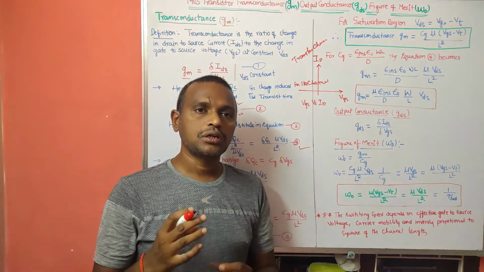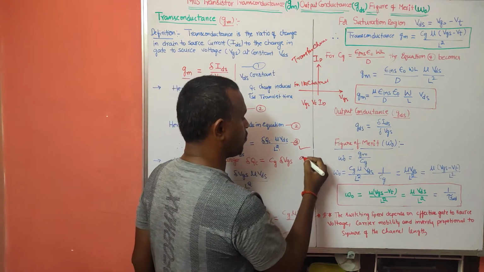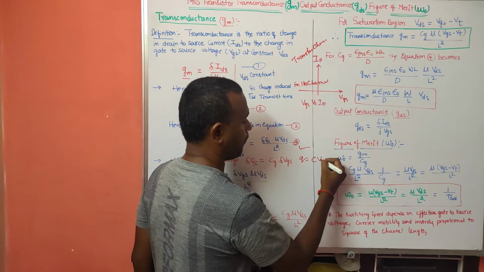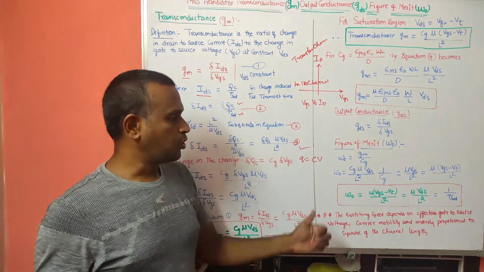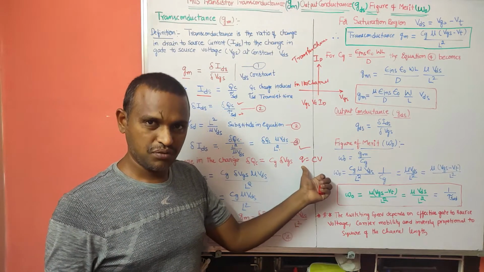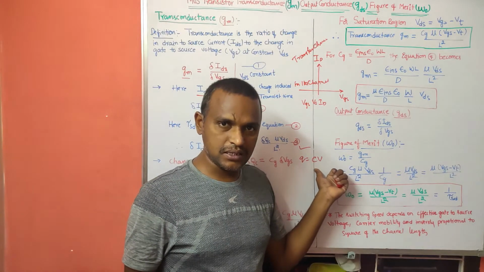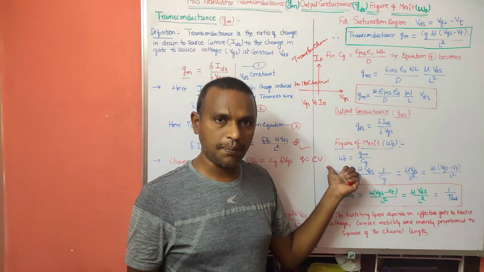Here Q is equal to CV, we know the general formula. Q is nothing but the charge induced, C is nothing but the capacitance, and V is nothing but the voltage applied.